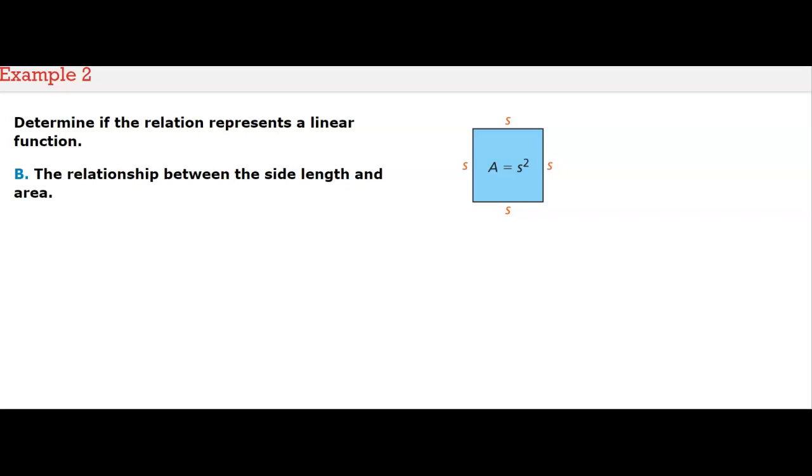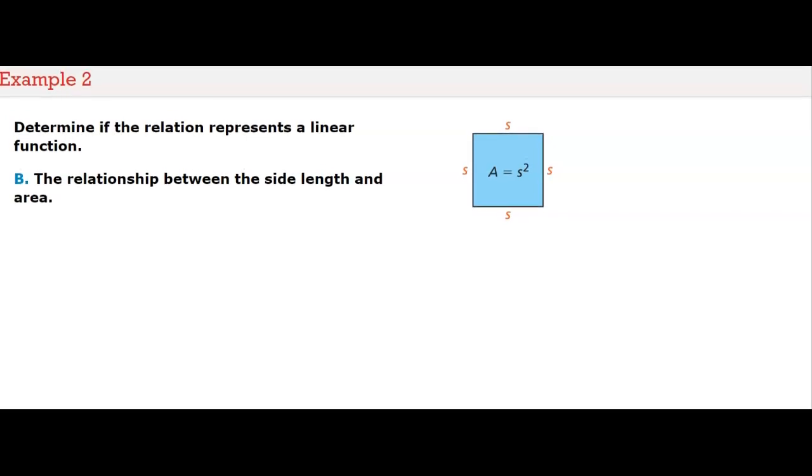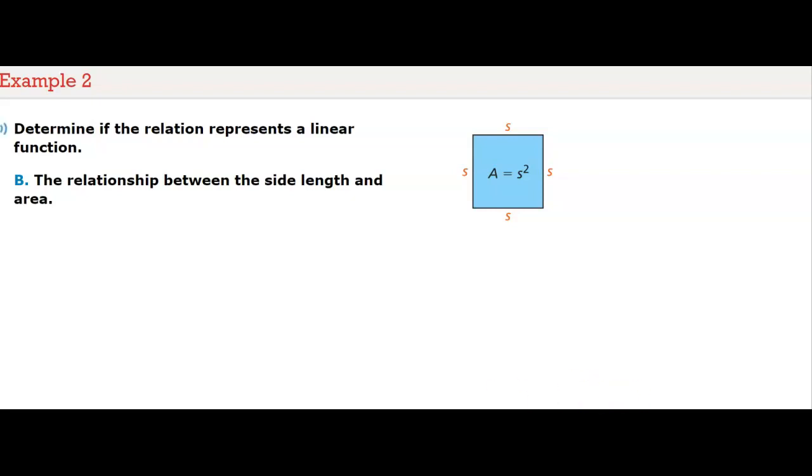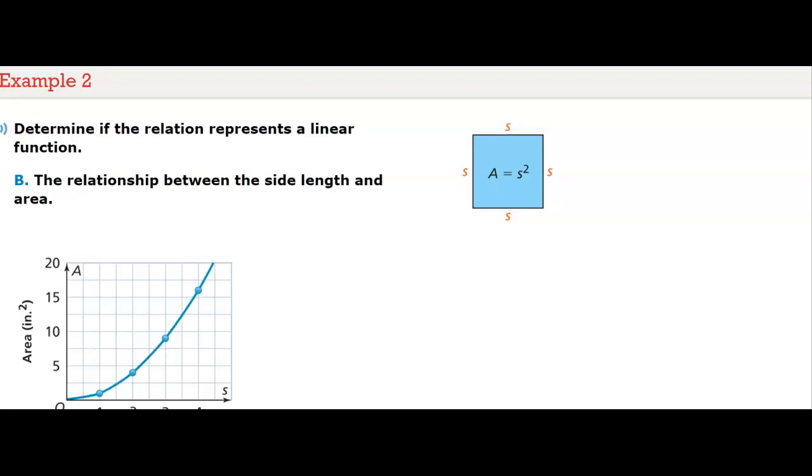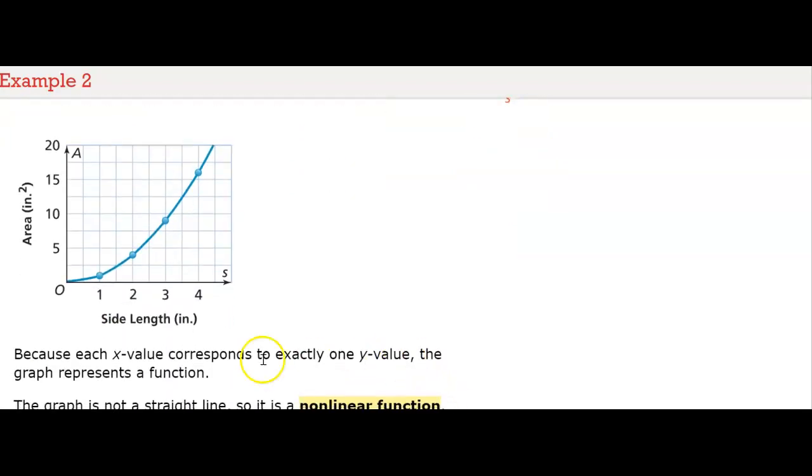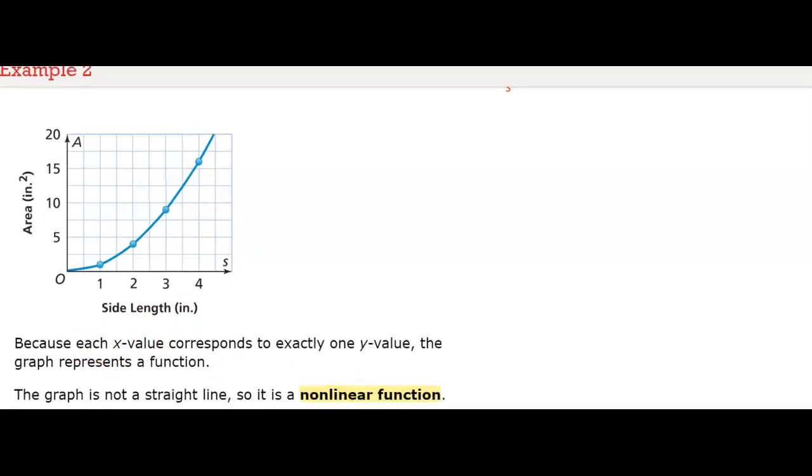Determine if the relation represents a linear function. Part B. The relationship between the side length and area. Because each x value corresponds to exactly 1 y value, the graph represents a function. The graph is not a straight line, so it is a non-linear function. It has to be straight for it to be linear.